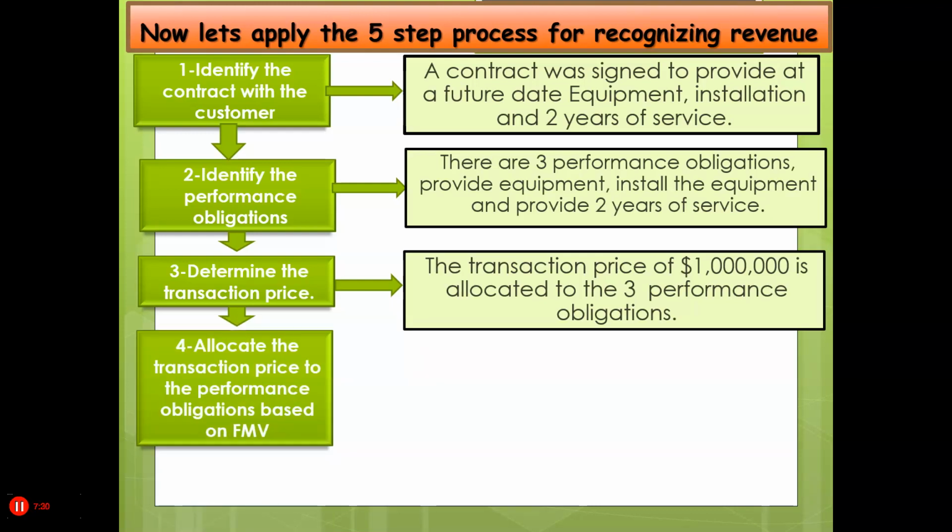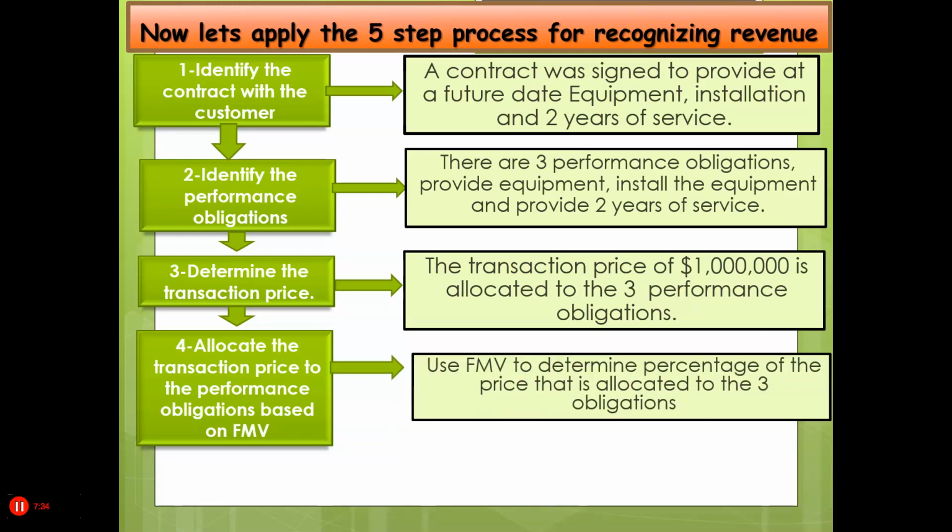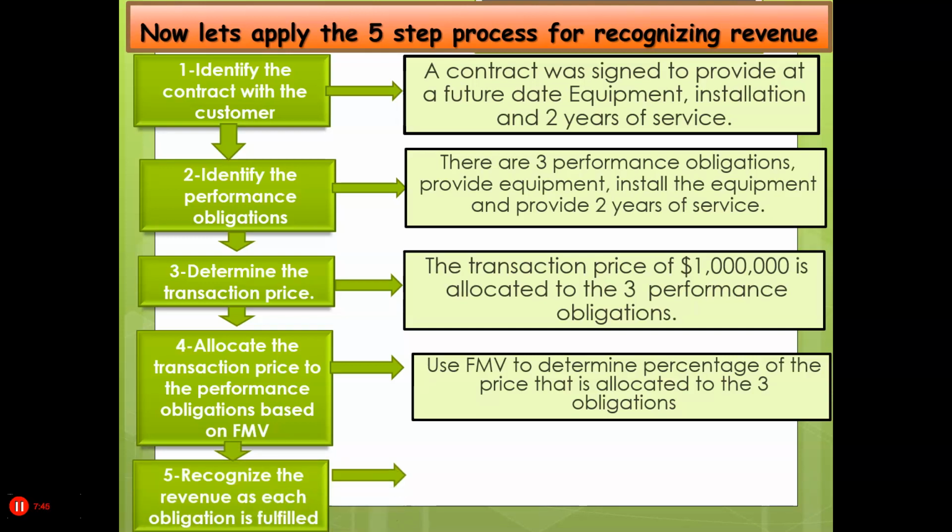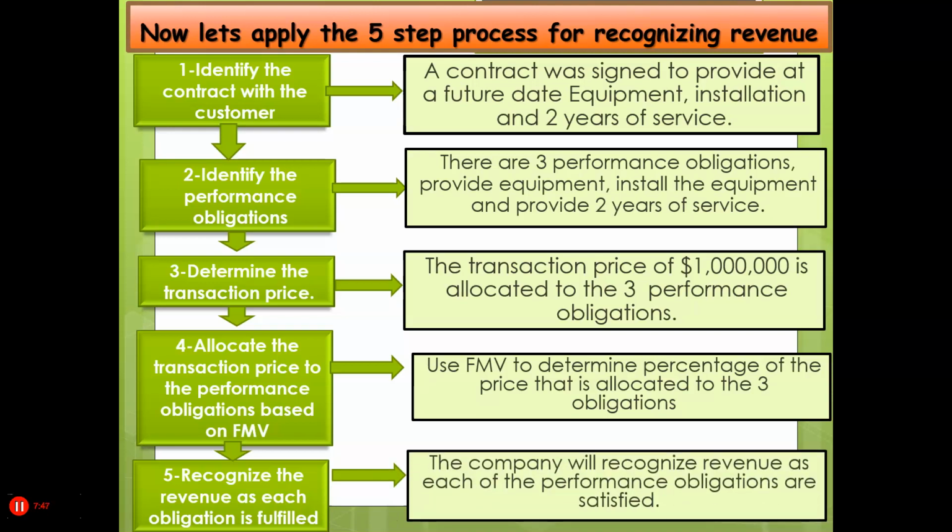Number 4, allocate the transaction price to each performance obligation. Now, we use fair market value to determine the percentage of the price that is allocated to the 3 obligations. And then, number 5, we're going to recognize the revenue as each performance obligation is satisfied.